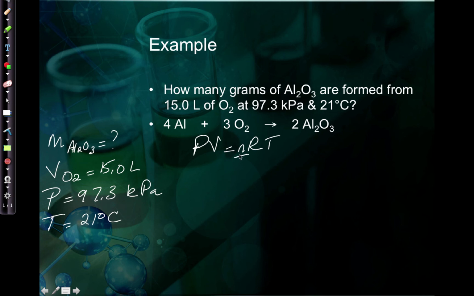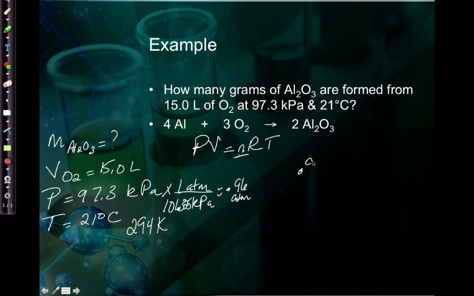So I'm going to solve for my N of my oxygen gas, and of course I have to do my conversions. So 1 atm is equal to 101.325 kilopascals. And when I do that calculation, I get 0.96 atm. 21 degrees Celsius plus 273 would give me 294 Kelvin. All right, so I'm going to plug it into PV equals nRT first and solve for N.